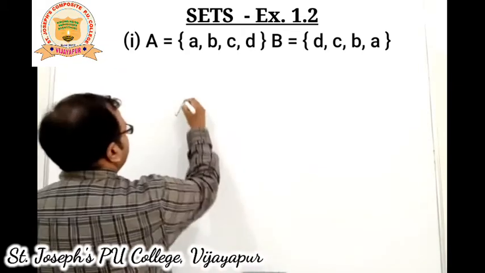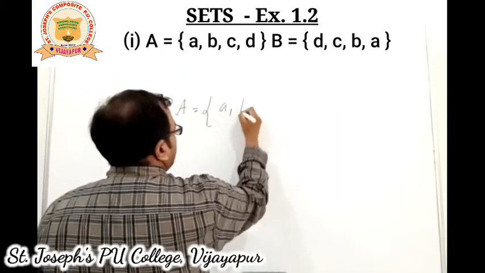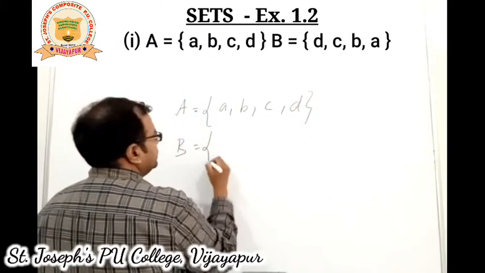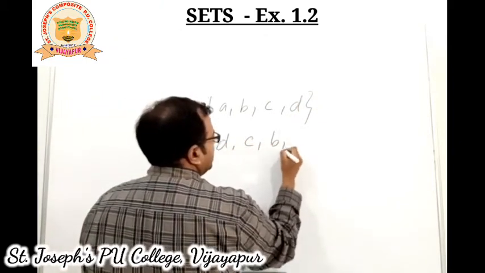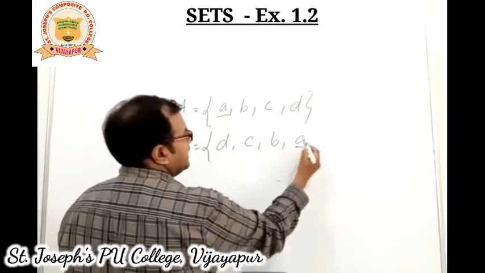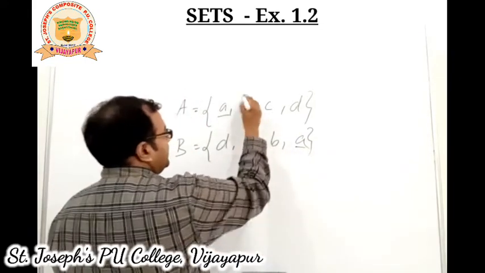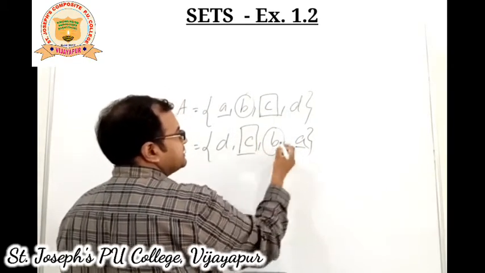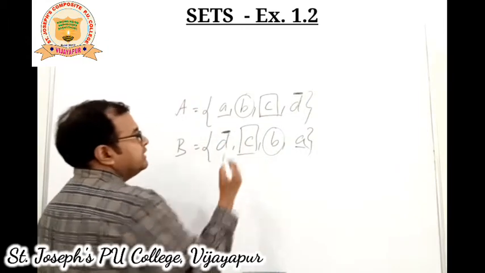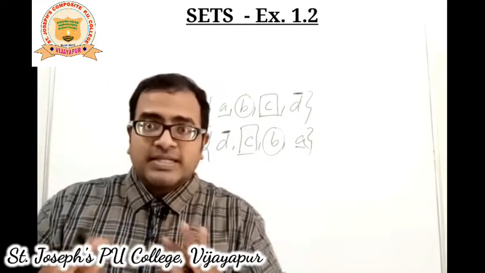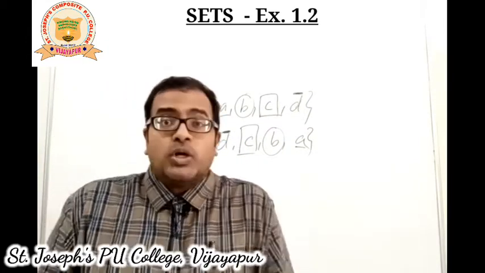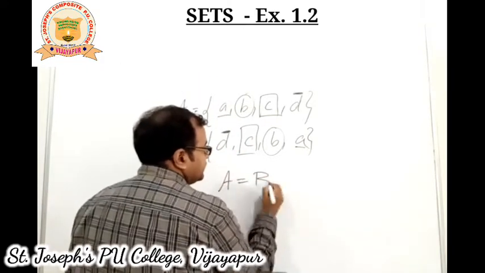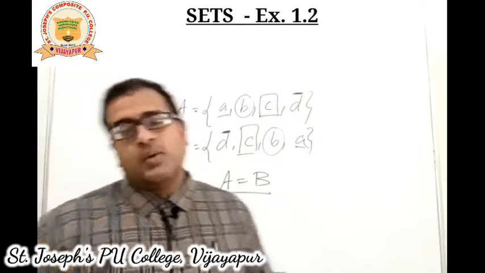If you write both of them, A is equal to A, B, C, D and B is equal to D, C, B, A. Here you go: A same, B element same, C element same, D element same. All the elements are same, only their orders are different, but order doesn't matter. So, you can say that A is equal to B, that is sub question 1.